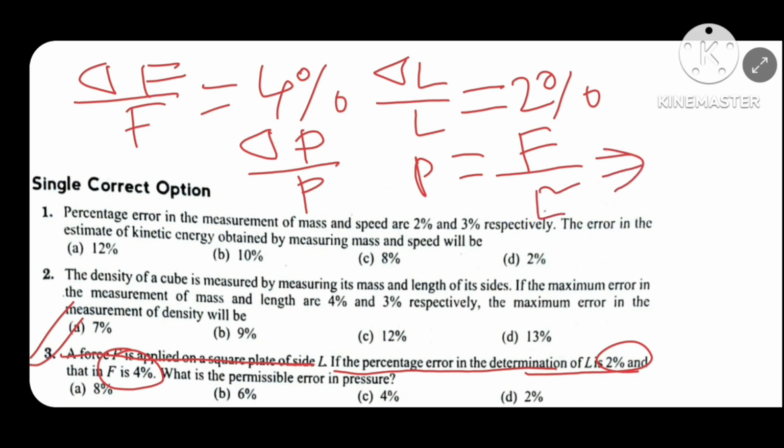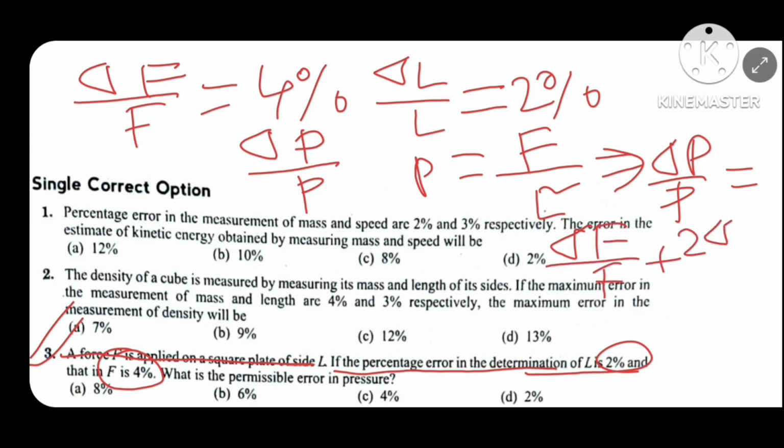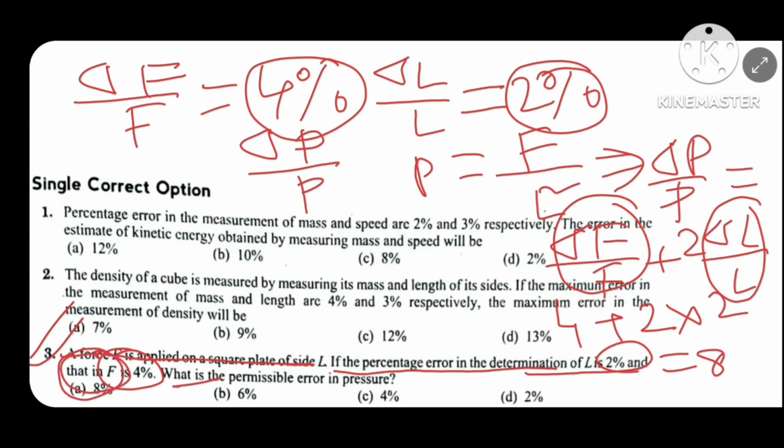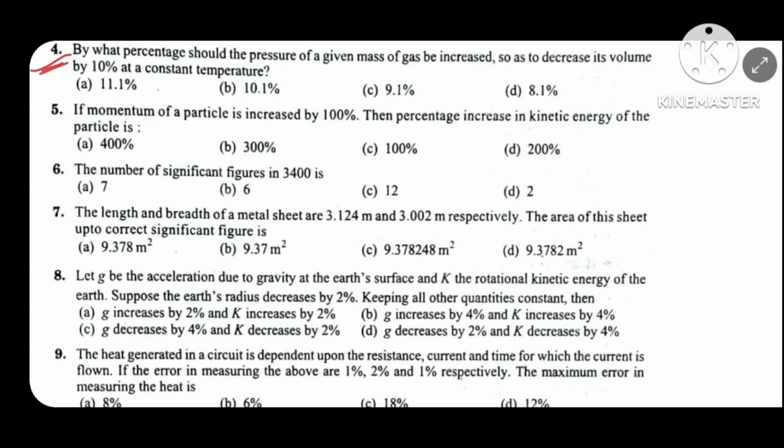Now from this condition we can get delta P by P equals delta F by F plus 2 into delta L by L. Now look at this, delta L by L is 2%. Delta F by F is 4%. So this is 4% plus 2 into 2%. So this is 8%. Okay. The option is A. Okay. Understood? Now next. Now sum number 4.